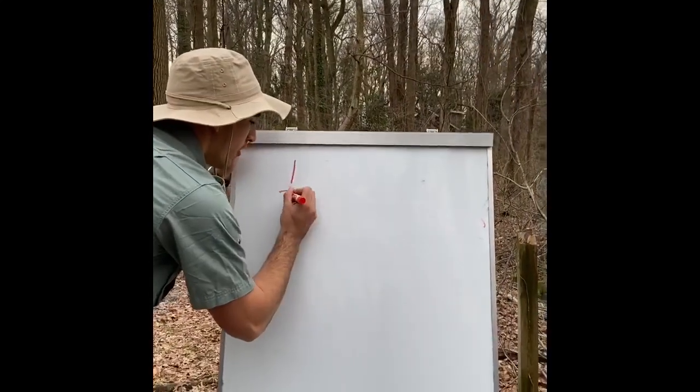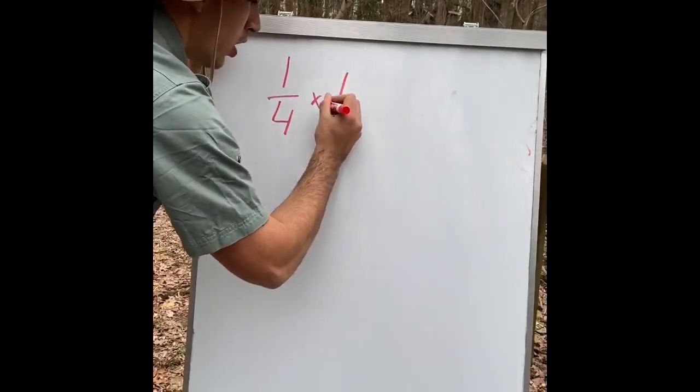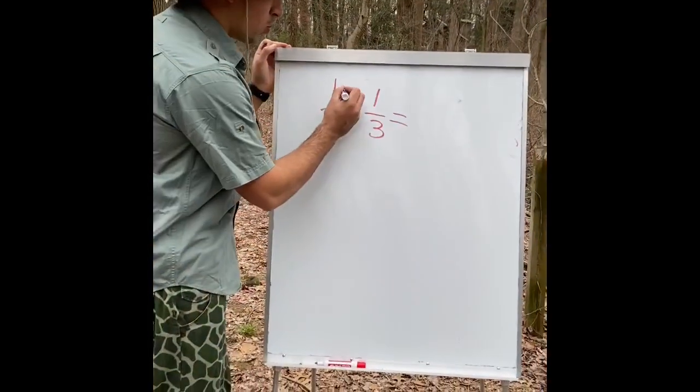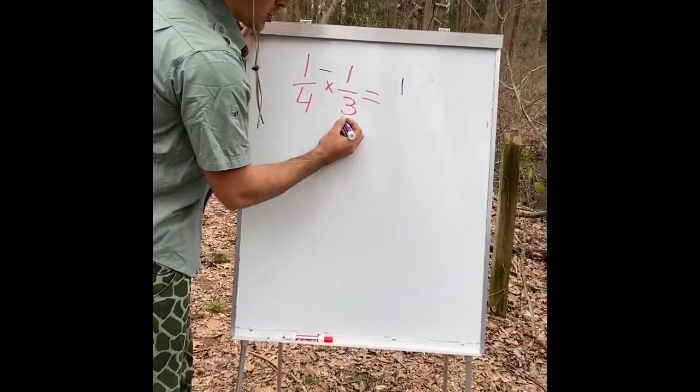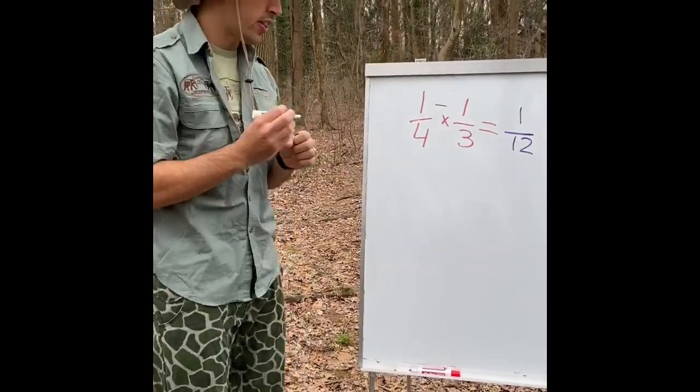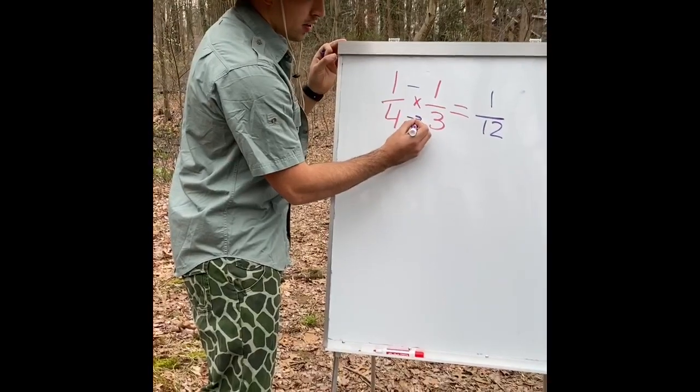We're gonna do one more together and I'm gonna send you off on your own. What is 1/4 times 1/3? Go ahead, here we go. 1 times 1 is 1, 4 times 3 is 12. The answer should have been 1/12.